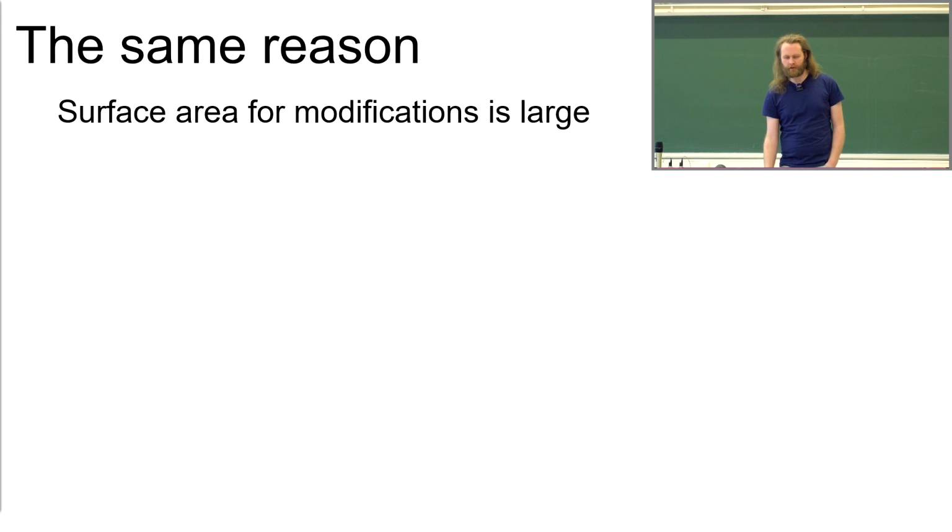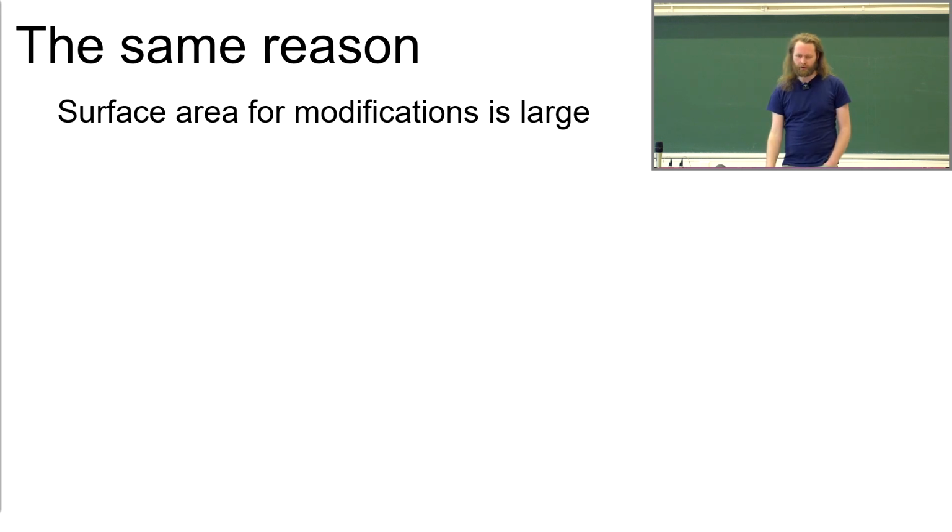The surface area for modifications is large. A comment in the chat here: the reason why they're the same is because they are actually the same. Well, yes, good. You see it. Okay. So the surface area for modifications is large. Right. What do we mean?